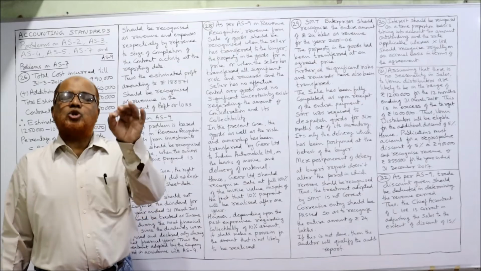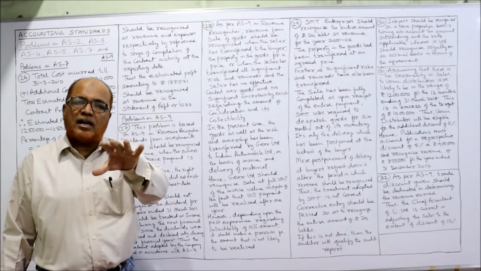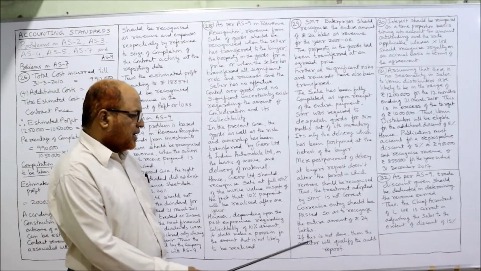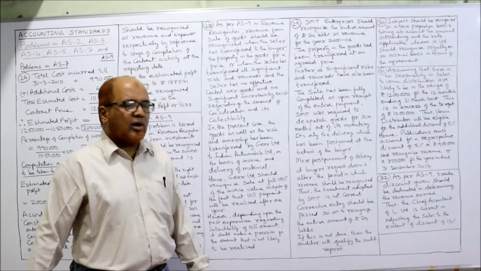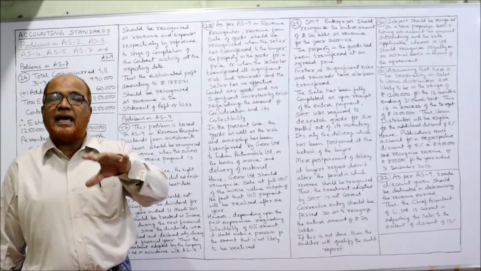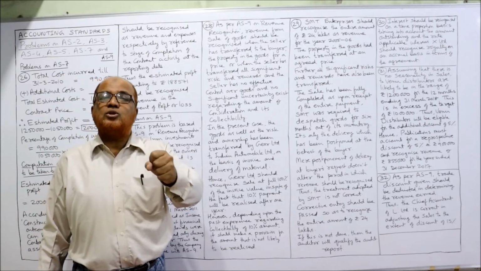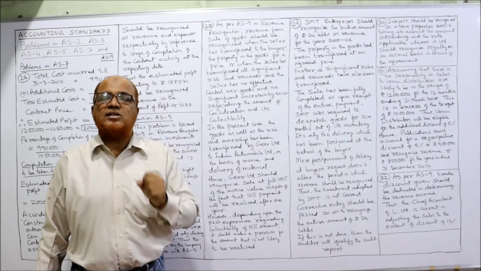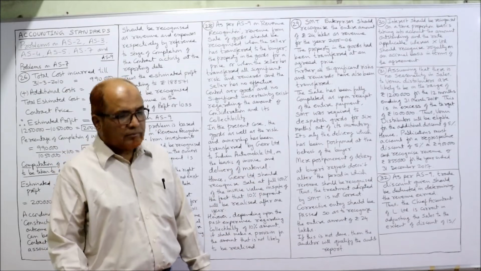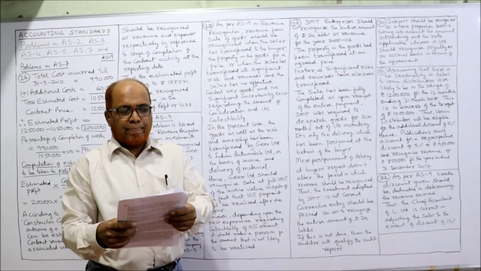So SMT Limited should pass a corrective entry and recognize the whole 24 lakh rupees as the revenue of the year. And if this is not done, then the auditor has to qualify the report, because they are not following AS 9. The auditor has the right to qualify the report if the company has not made the corrective entry. That's it. Now, problem number 30.